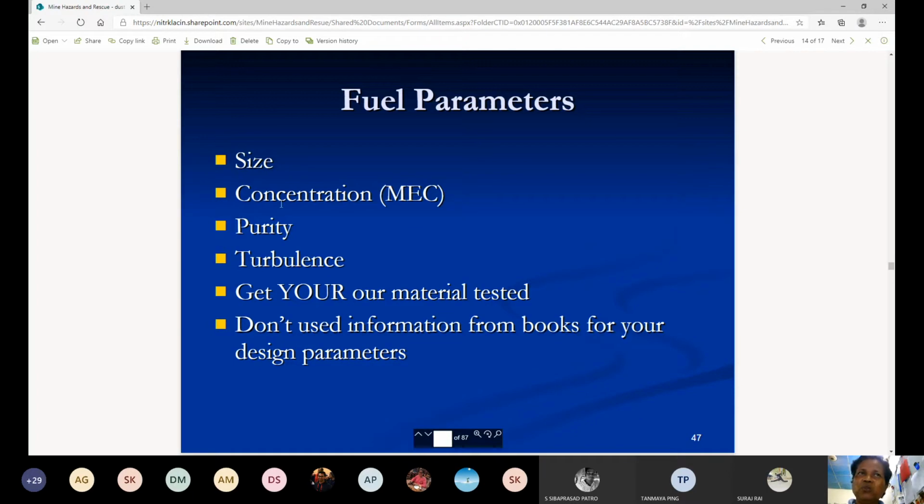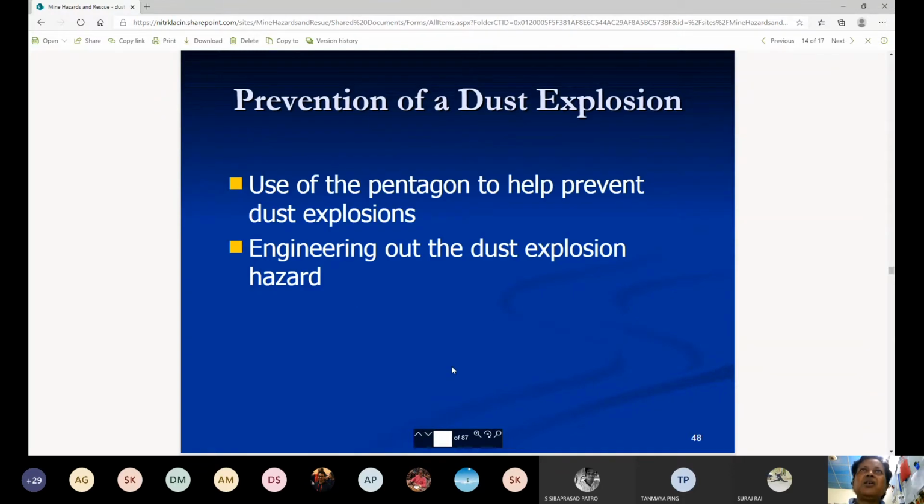That is why this coal dust is to be tested in the laboratory to know its properties. So before the design of the mine is done, the coal dust is to be tested in the laboratory to find out its properties. So how to prevent coal dust explosion, the prevention of coal dust explosion.